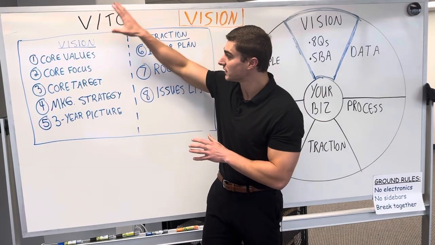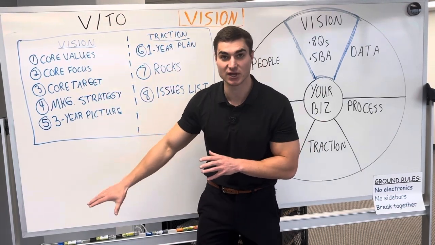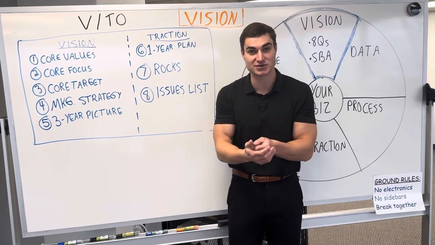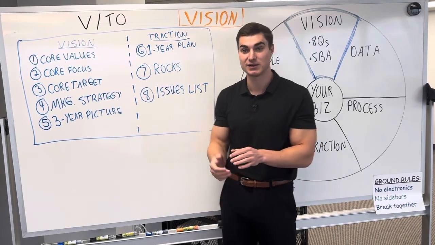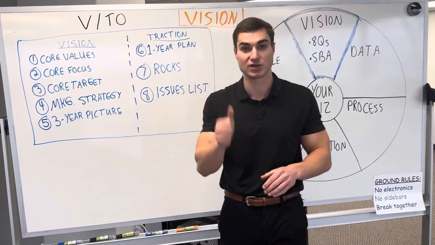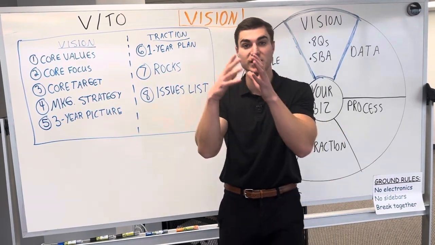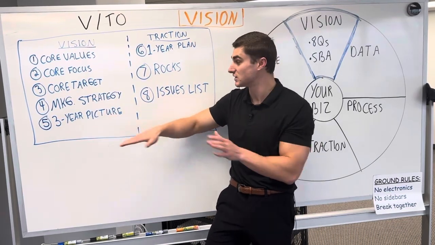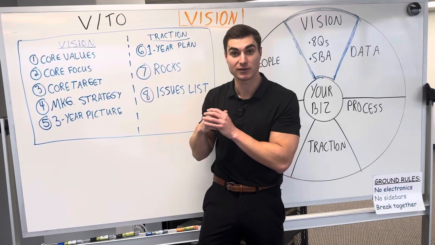So from there, we leave the vision side of the VTO and we move to the traction side. And that's really where we bring that vision down to the ground and prioritize and plan, starting with our 1-year plan. Again, we make predictions, revenue, profit, and measurables. What do we need to achieve this year to be on track to achieving that 3-year picture, to then be on track to achieving that core target?